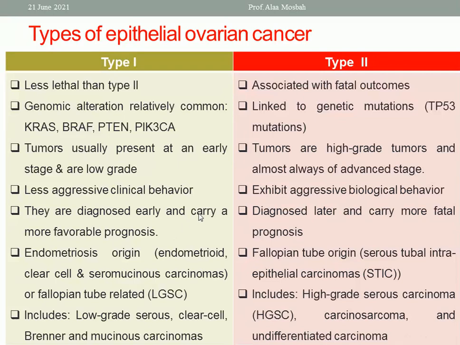What is the origin for each one? For type 1, endometriosis origin, giving endometrioid, clear cell, and seromucinous, or fallopian tube related like low-grade serous carcinoma. While type 2 examples are high-grade serous carcinoma, carcinosarcoma, and undifferentiated carcinoma.